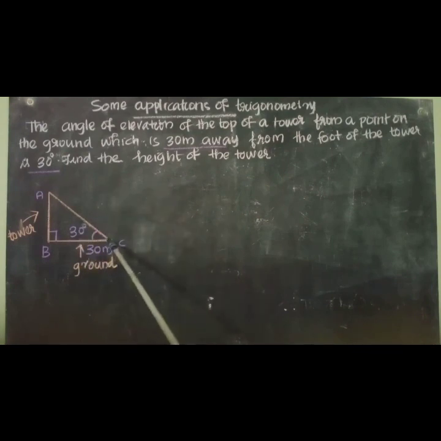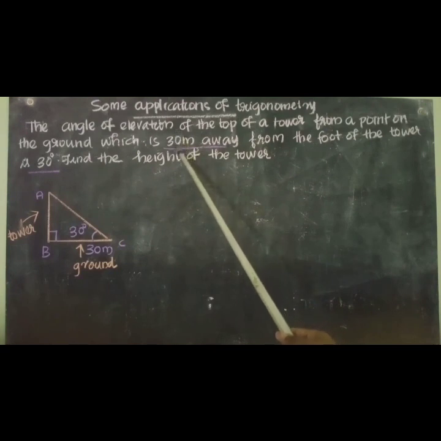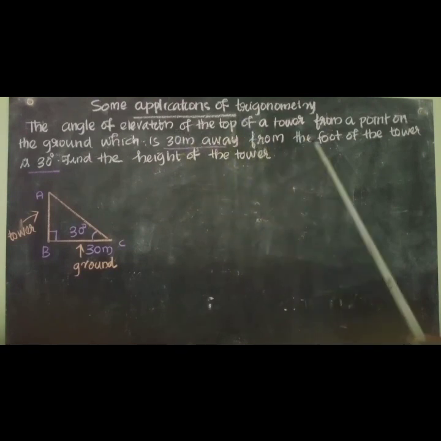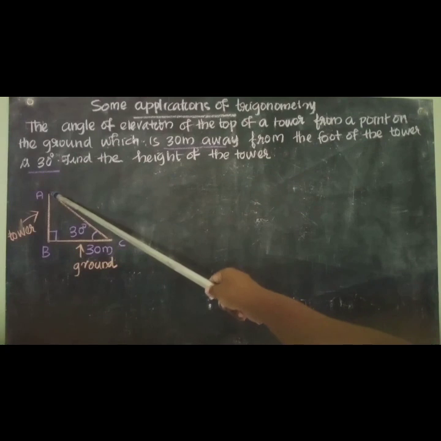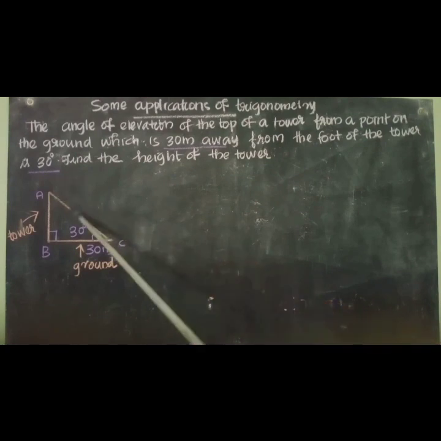Then from which point is that person looking up to the top of the tower? That point is 30 meter away from the foot of the tower. Here the foot of the tower is B. So 30 meter away from the foot of the tower it is C. So from this point C, a person is looking to the top of the tower and there is forming an angle 30 degree. So this is the figure.